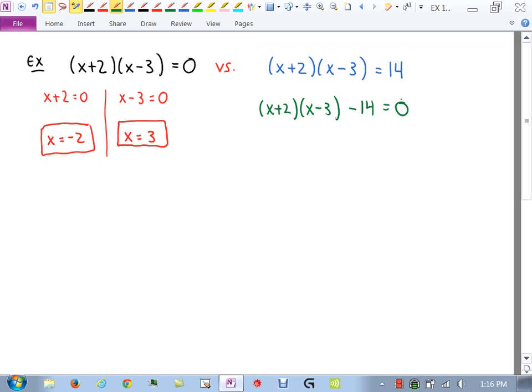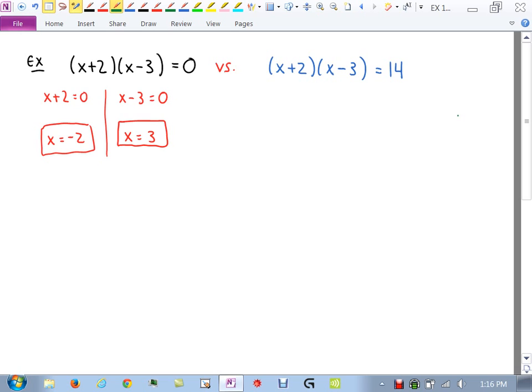So once I move the 14 over to the left side, do I still have something times something equals 0? I have something times something minus something. And the only way 0 factor property works is if I have something times something, or maybe something times something times something. It all has to be multiplication. That negative 14 is screwing everything up. Do you see that? So here's what we're going to have to do. And it's not going to seem very natural, but it'll work.